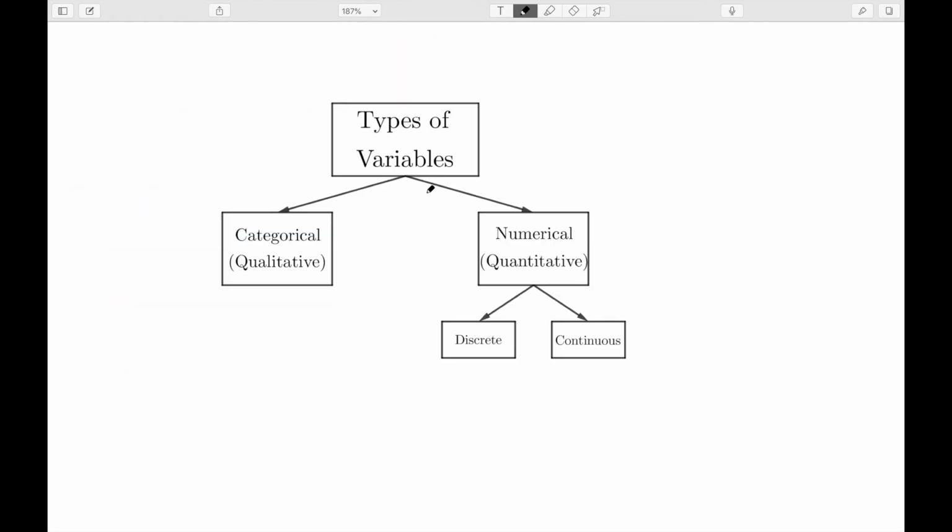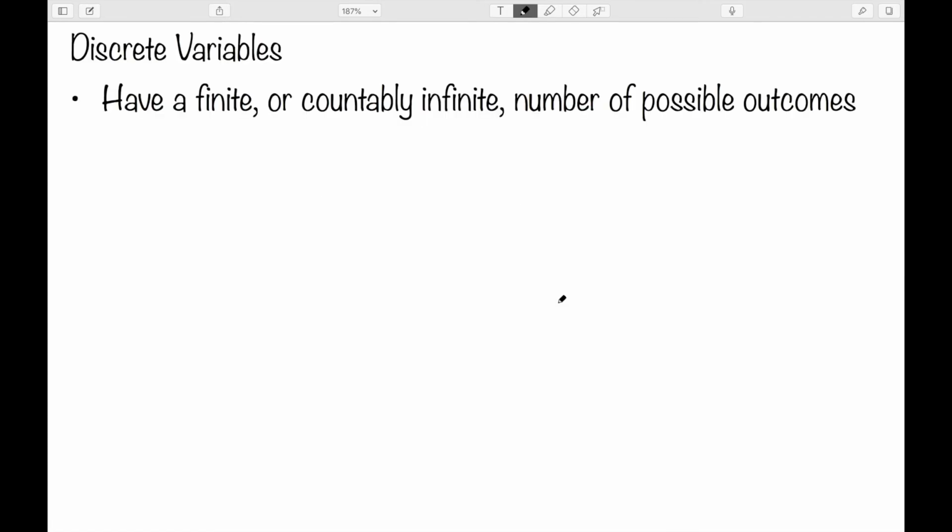So now we've looked at how to break variables into categorical or qualitative versus numerical or quantitative. But numerical and quantitative variables can be broken down further into discrete and continuous variables. A discrete numerical variable has a finite or countably infinite number of possible outcomes. So there needs to be a finite number of possible outcomes or countably infinite, which means we can still count even if it may take us up to infinity. It is still a countable number.